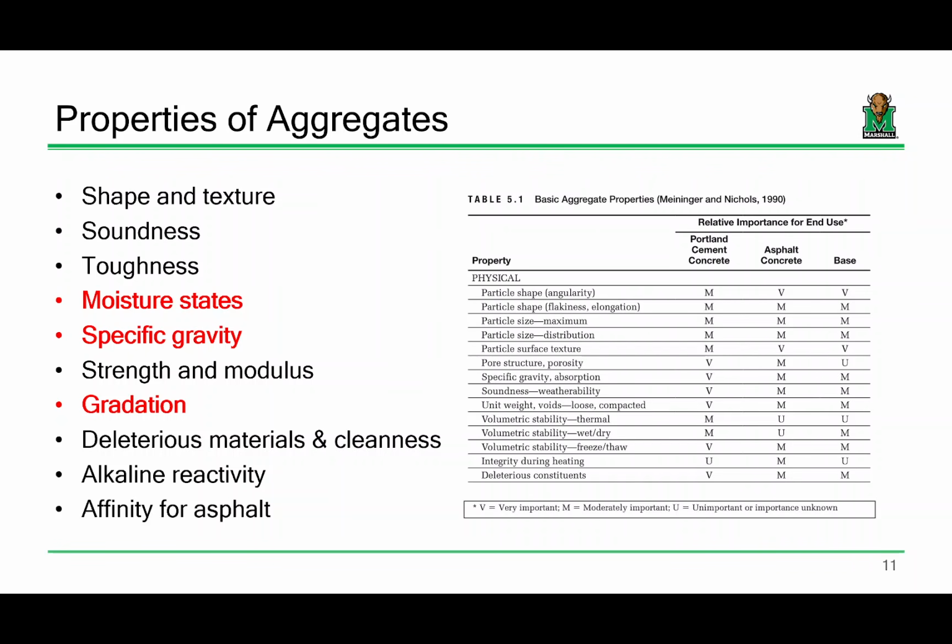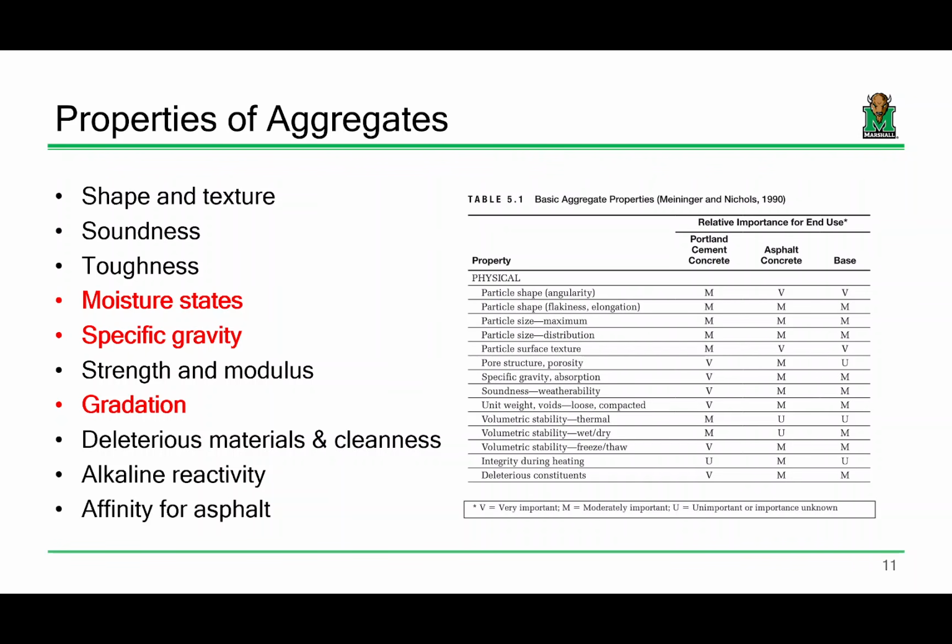Your textbook has some characteristics that may or may not be important dependent upon your mix or your application. Let me give you an example. I have here a table that shows physical properties, and the following slide shows chemical and mechanical properties. For example, what is the importance of the integrity during heating of an aggregate? Well, if we're talking about Portland cement concrete, not very important. Do we really care about how an aggregate behaves under heating when replacing concrete? Not really. Now, why is it a little bit more important for asphalt?